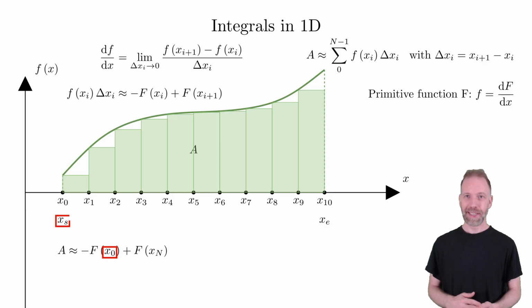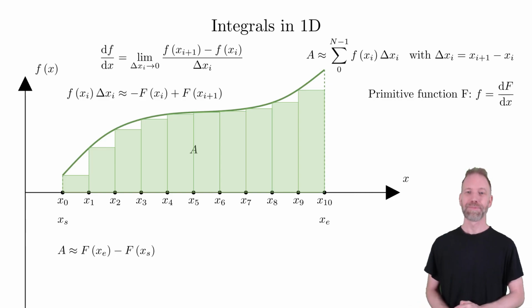Note that x0 is xs, and xn is xe. Let them change place. What is important here is that this expression does not contain any information about the sequence of points. All it contains is a start and end point.